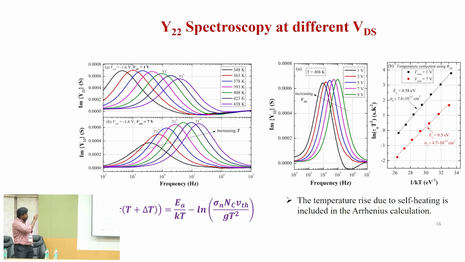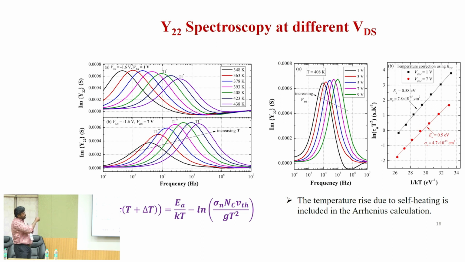So here each peak is indicating the emission time constant, and since it is plotted with the frequency, once your temperature is increasing, your emission rate will increase. So your frequency also shifted to higher frequencies. That is observed here. Similarly, we have observed the Poole-Frenkel emission effect here also.